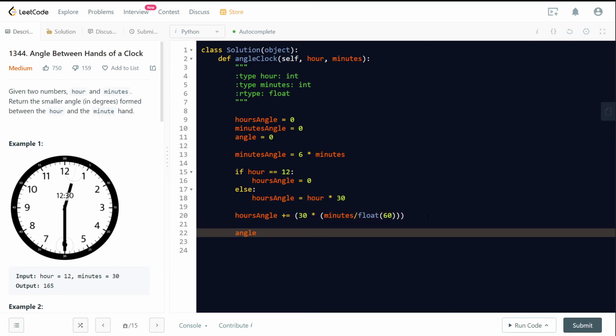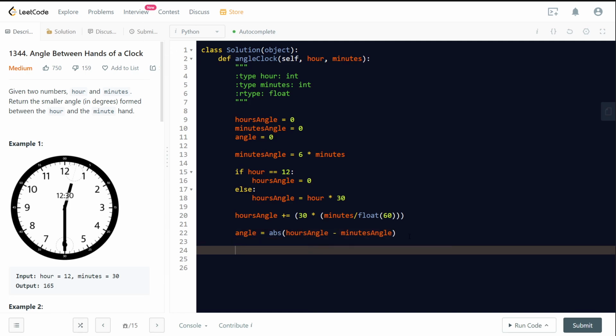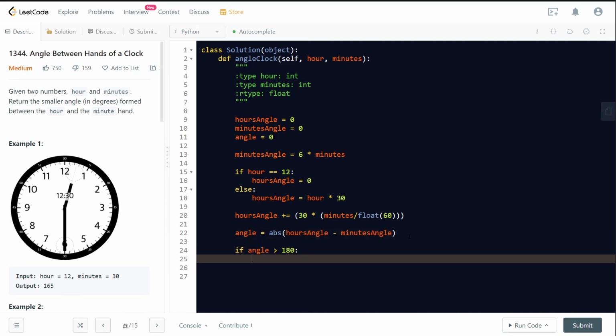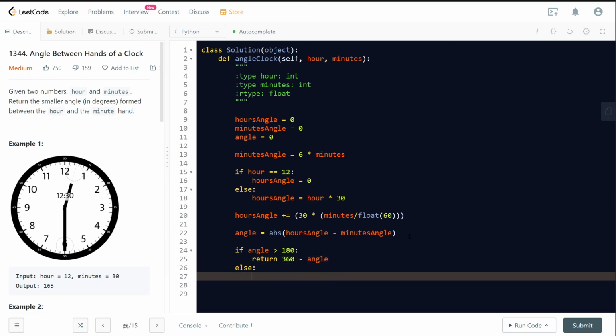All right, look at the angle and then get the absolute value of hours angle minus minutes angle. You'll see it doesn't actually matter which way you do this. It could be minutes angle to the left as well, because we're going to have logic under it that gets us the smallest of the two values anyways. So we can now take a look at if that angle is greater than 180, like we discussed before, we can return 360 minus that angle. And then we can just return angle in any other case. All right, so this should be a generally good working solution for how you can get through this problem.